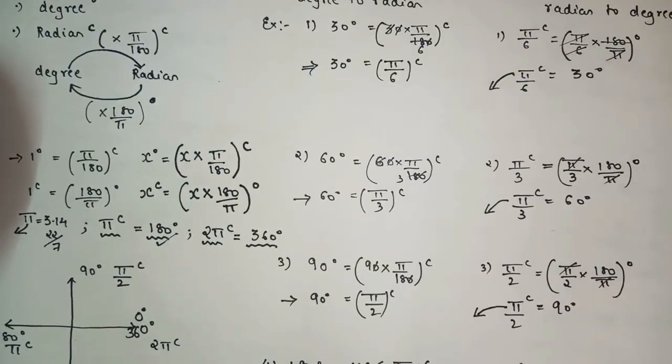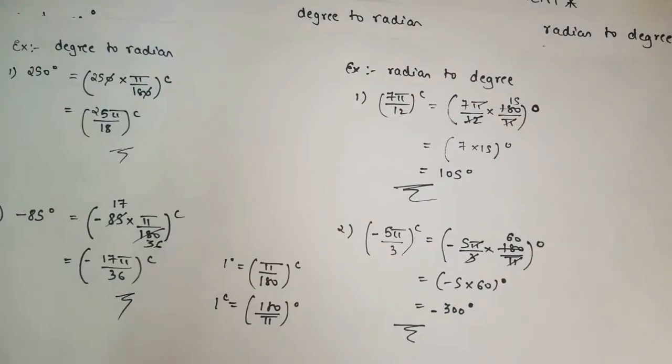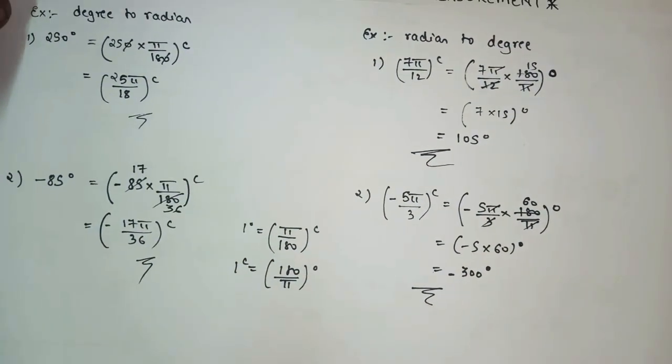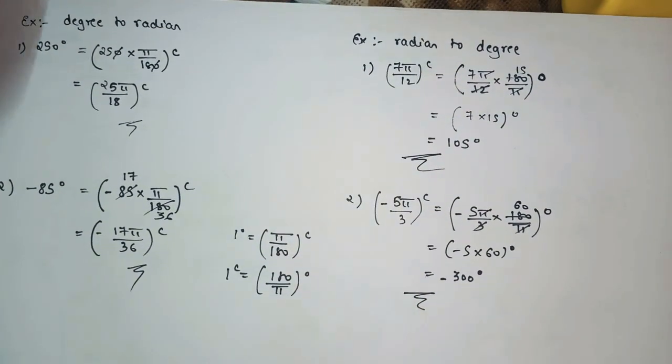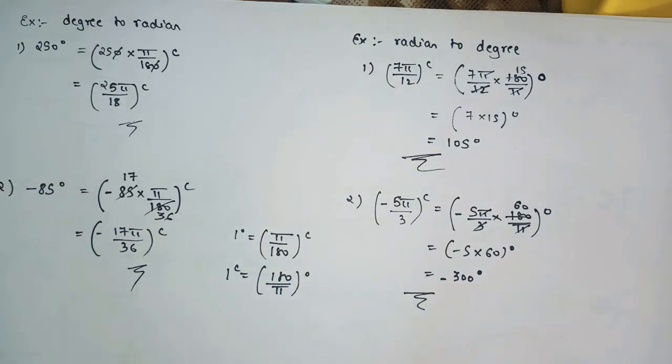And we took some examples also of how to convert degree into radian and radian into degree. After that we took a few more examples based on degree and radian, as these are the sums from the exercise.